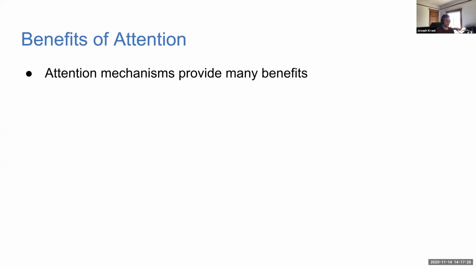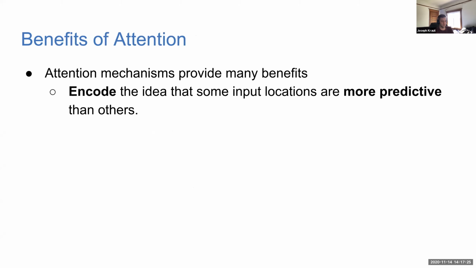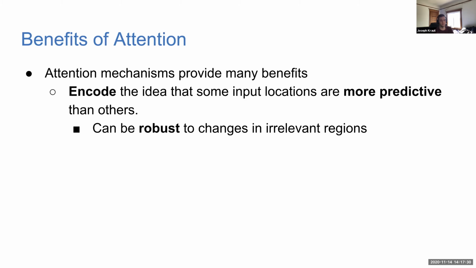Some benefits of attention in general are, one, that they encode the idea that some input locations are more predictive than others. In this way, they can be robust to changes in irrelevant regions. You saw the picture of the ship being attended to in an earlier slide. Let's say the ocean was 10 points higher in RGB, like it was just brightened a lot. That could throw a lot of models off, but attention models that don't even take that into account will be robust to changes like that.